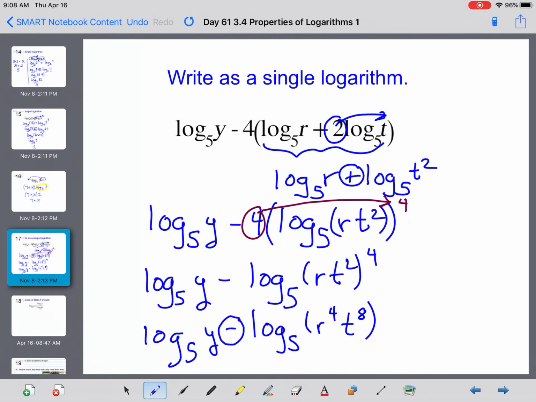But now the last part is we have the subtraction sign right here. So I'm going to have to squeeze it in off to the side because I can't extend my page on this. So we're going to have log base 5 of y, and since the y is coming first, that's going to be in my numerator. And then if I'm subtracting this, everything is going into my denominator. So r to the 4th, t to the 8th is what goes into the denominator. So that would be my final cleaned up, simplified version of the log.